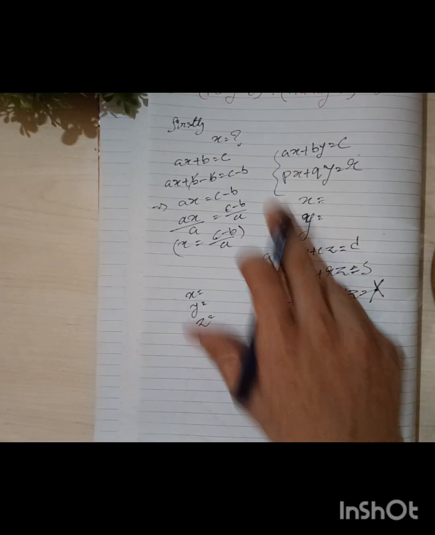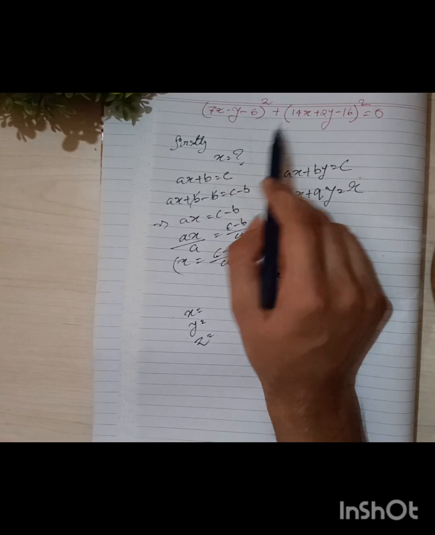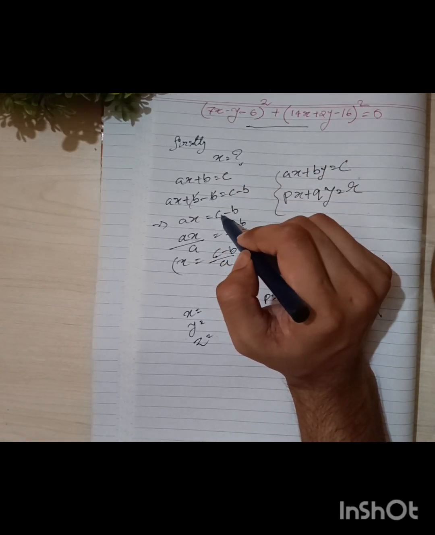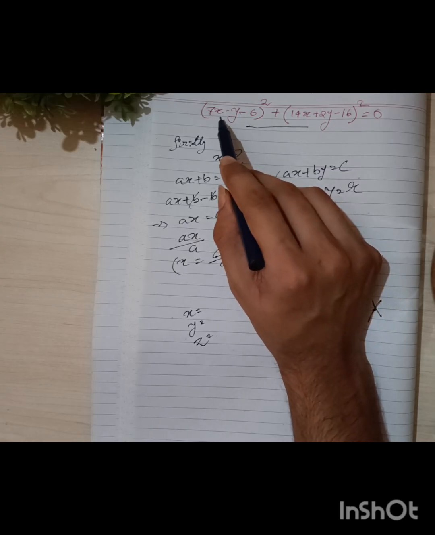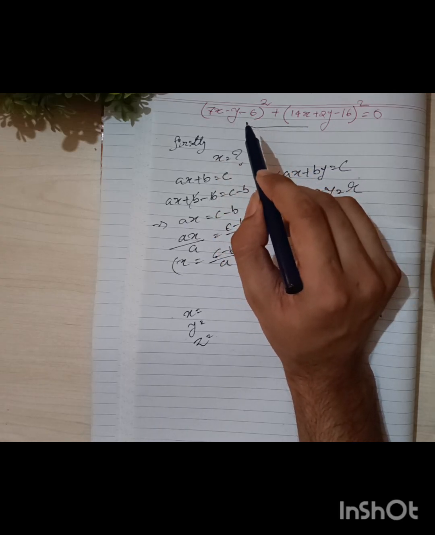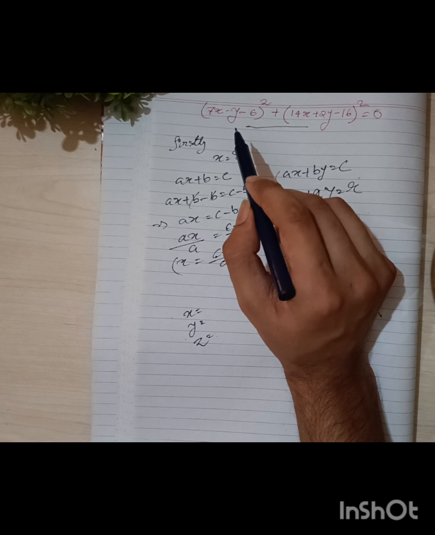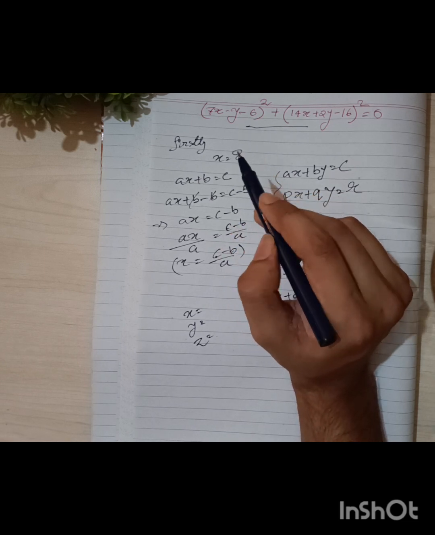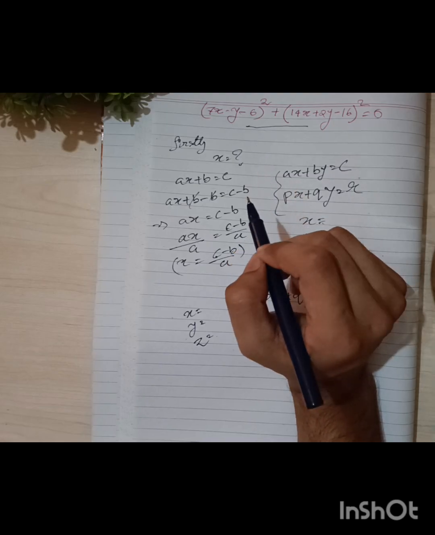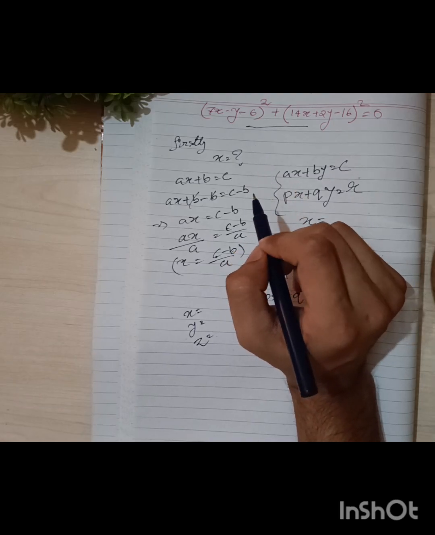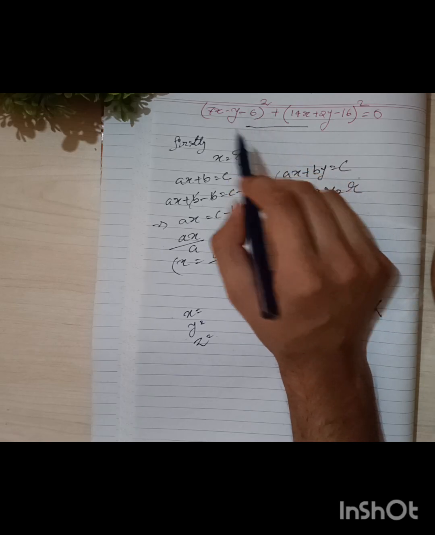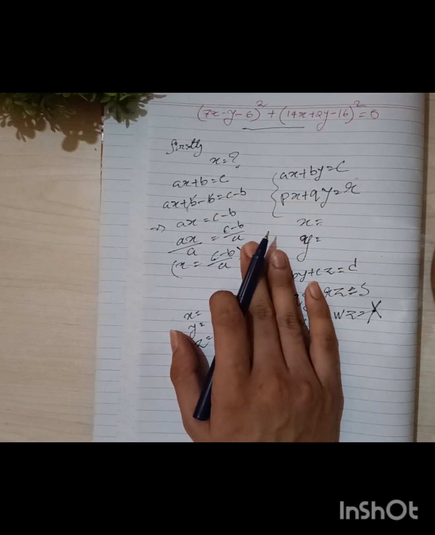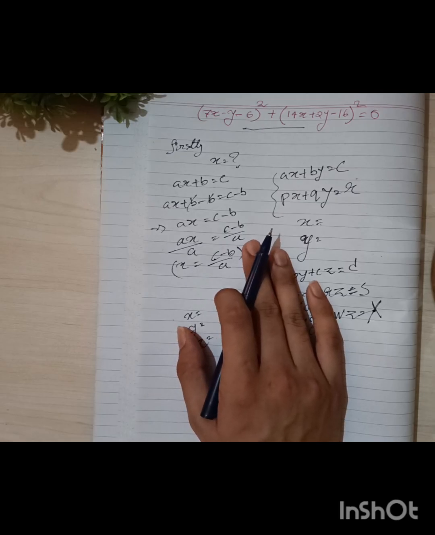But in this given equation, we have only a single equation, and we have to find both values of x and y. So we have to think that two equations must be given indirectly in this question. Now how can we find this?